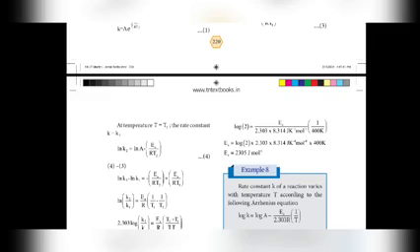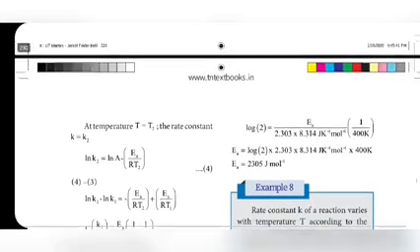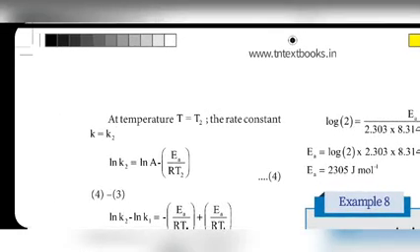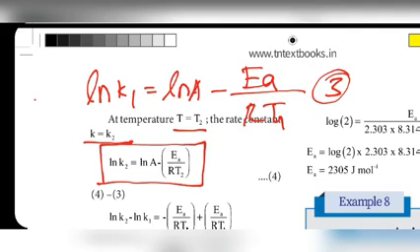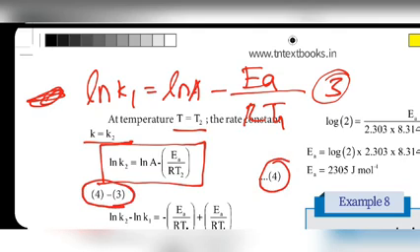Like that, in the same equation we apply T is equal to T2 and k is equal to k2, and we get one more equation, that is ln k2 is equal to ln A minus Ea by R T2. So this is the third equation and this is the fourth equation. We are going to subtract the third equation from the fourth equation.